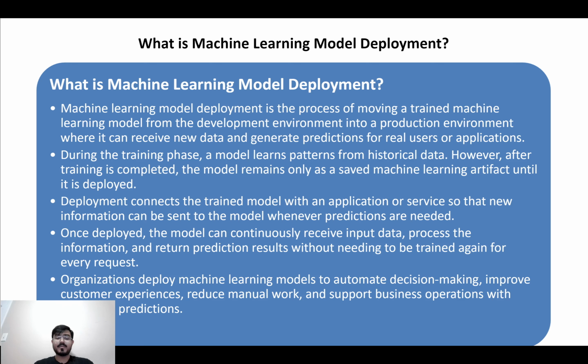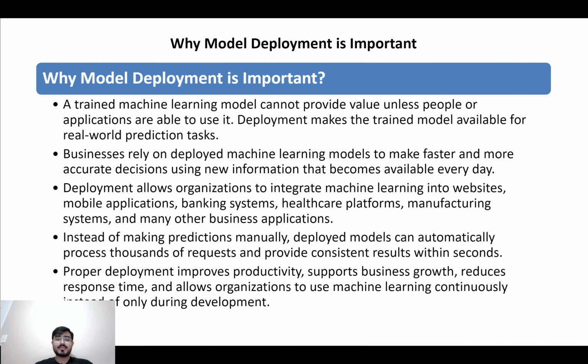This is why deployment is such an important step. It transforms a trained machine learning model into a useful business application. Organizations deploy machine learning models because they want to automate decisions, improve customer experience, reduce manual work, and make faster business decisions. So let's move to the next slide.